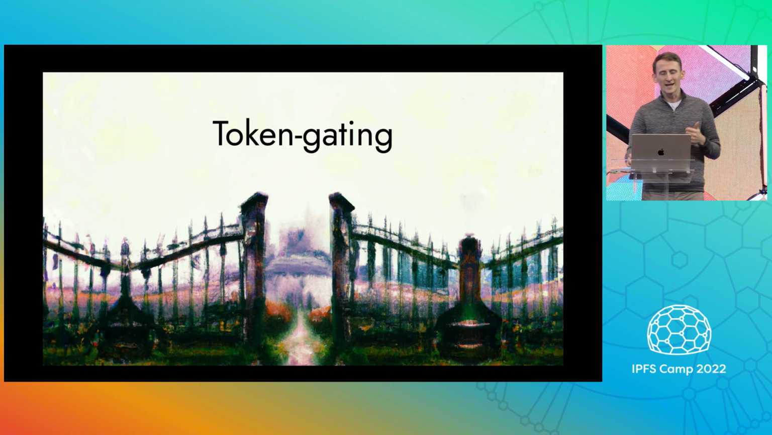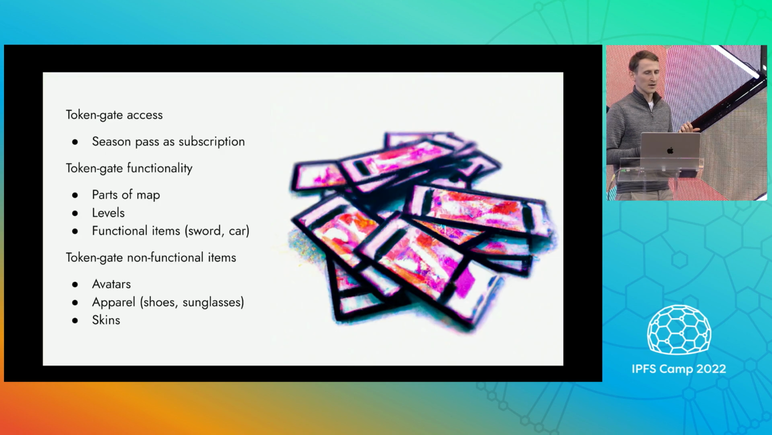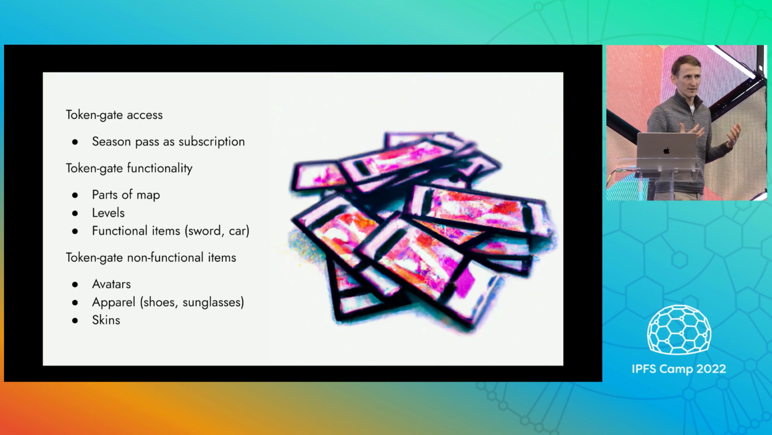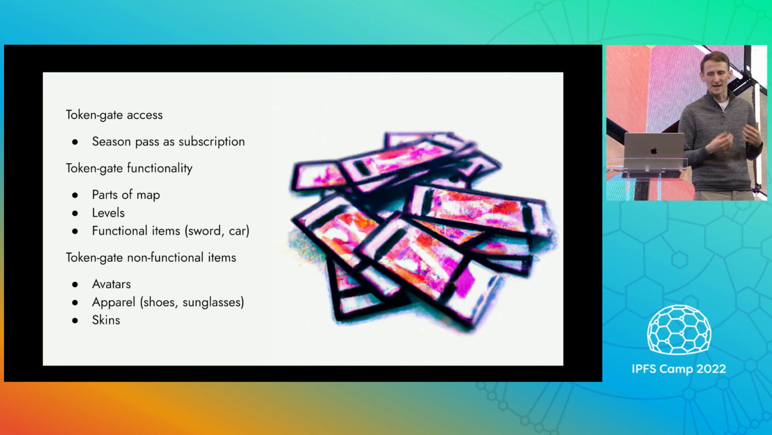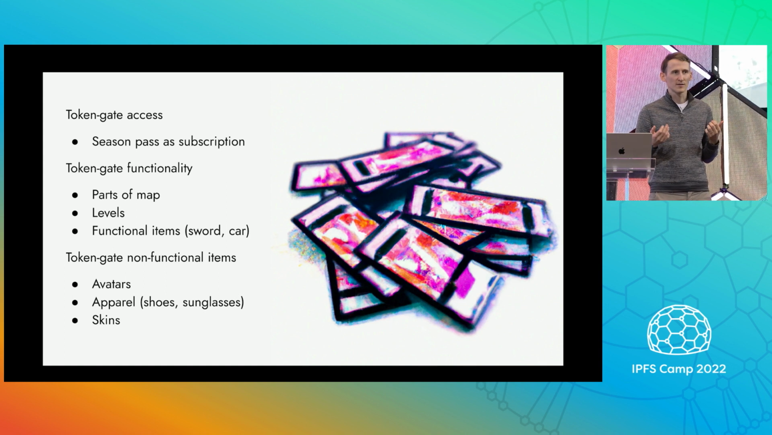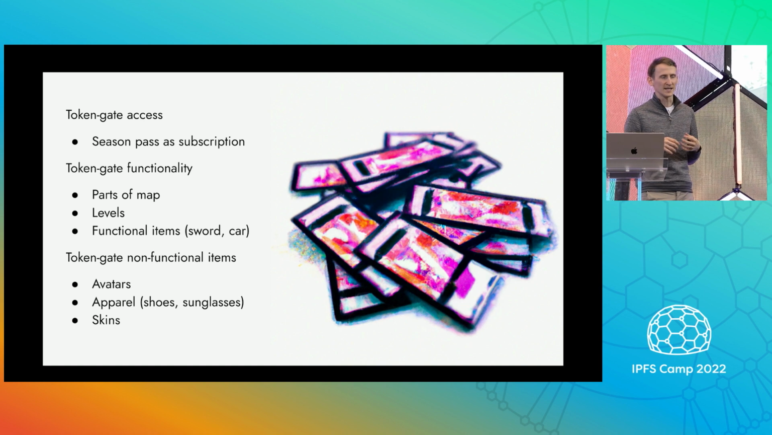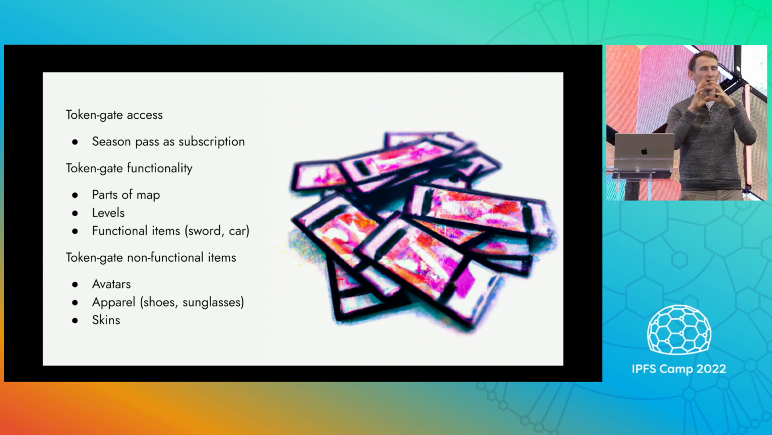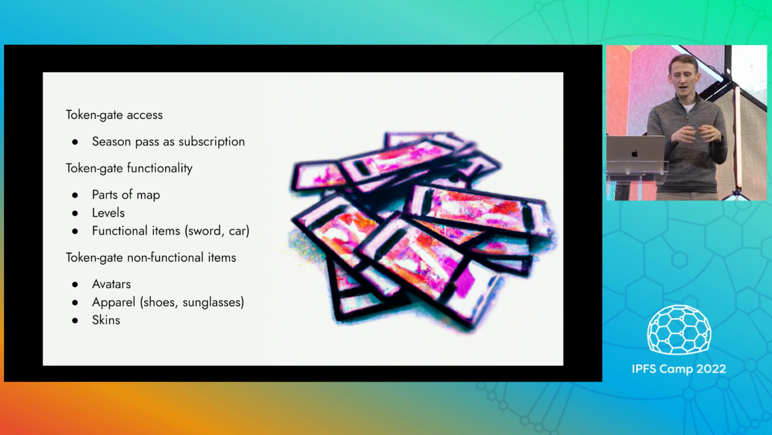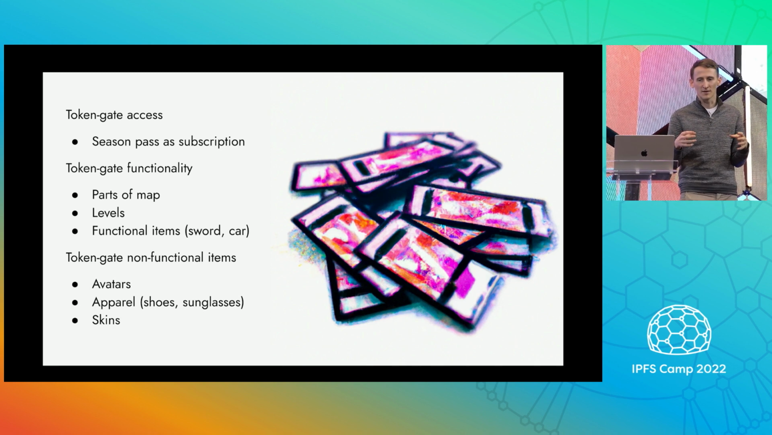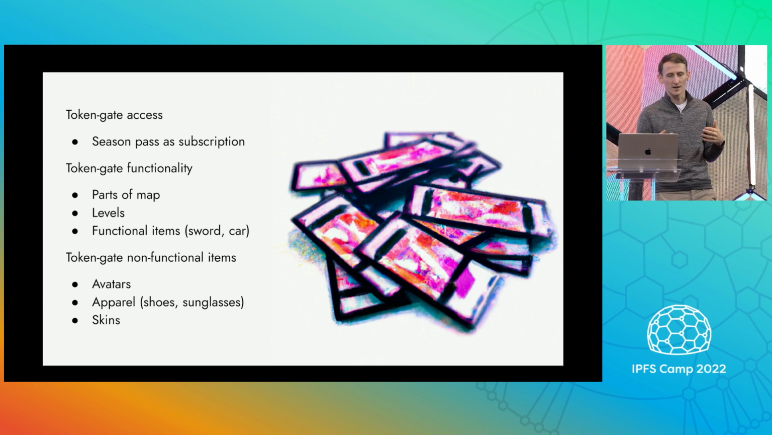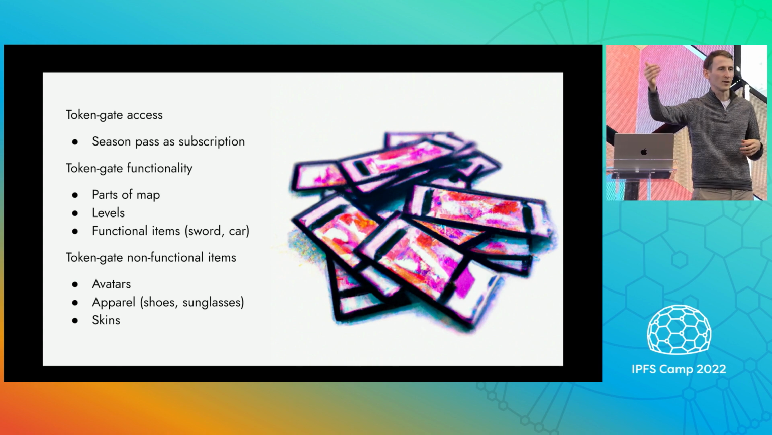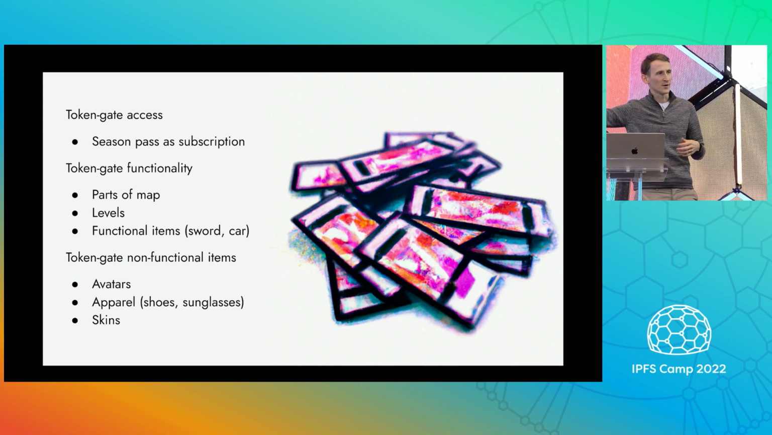And there are many things you can actually token gate. You can token gate access, like being able to access the game, season pass, subscription, or monthly pass, whatever. You can token gate particular functionality. So if you hold the NFT to access a particular part of the map, only then you can get there. Or NFTs for particular levels, NFTs for functional items. You can only use a particular sword or car or whatever if you have that relevant NFT.